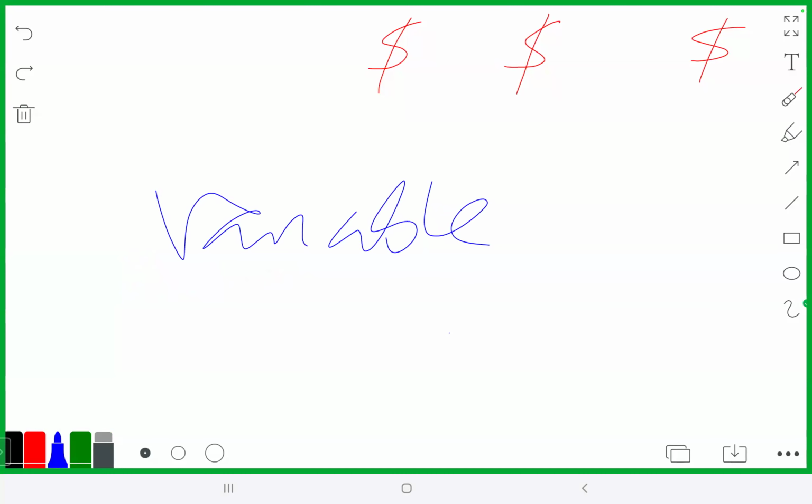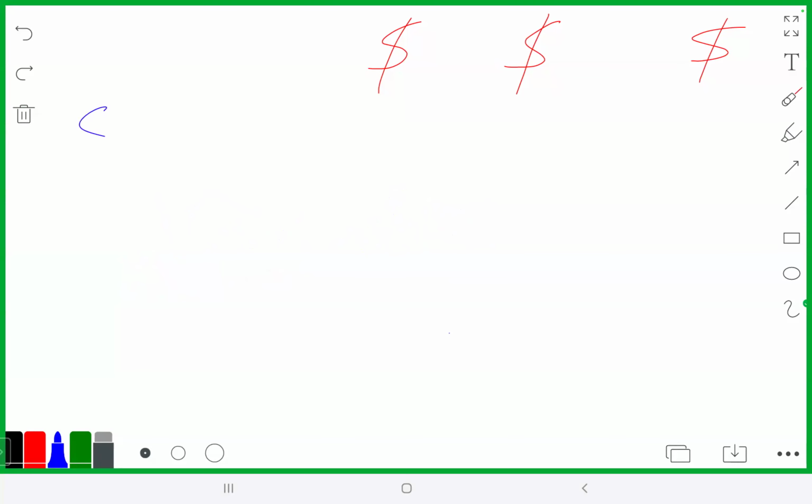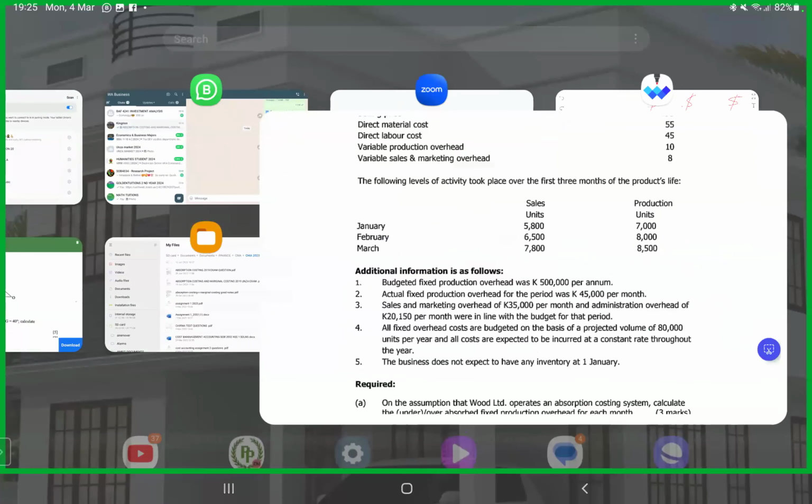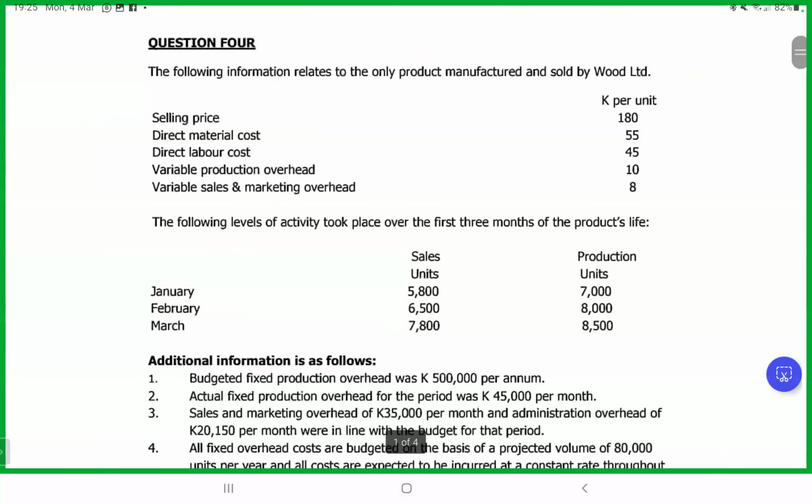Okay, just watch nicely. Just like any other statement, even this statement starts from the sales. Remember the profit and loss, it starts with the revenue or sales, right? How can you find sales? So in the question, are you able to see the selling price?